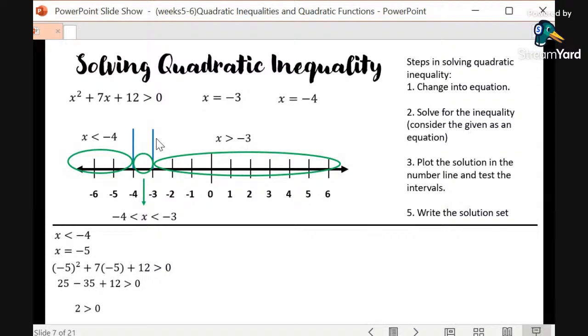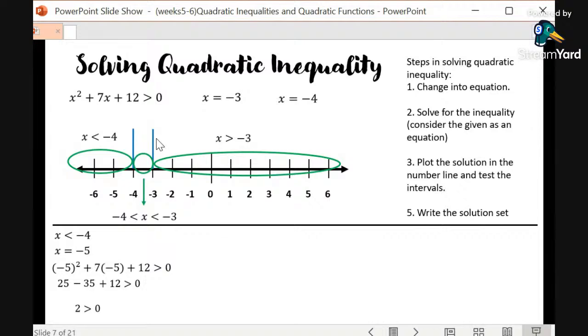So now, tingnan nyo po ha. Ang nakuha po natin ay 2 is greater than 0. So, itetest natin, di ba sabi ko itetest natin yung interval. So, totoo ba? Tama po ba yung ating nakuha? Is 2 greater than 0? Ang 2 ba ay greater than 0? Yes or no? So, simple lang naman yan, no? So, the answer is yes. Okay? So, 2 is greater than 0.